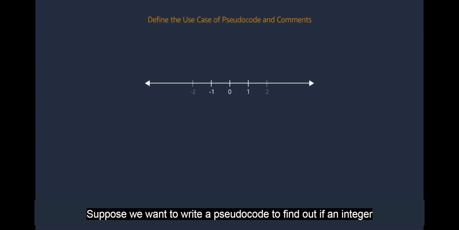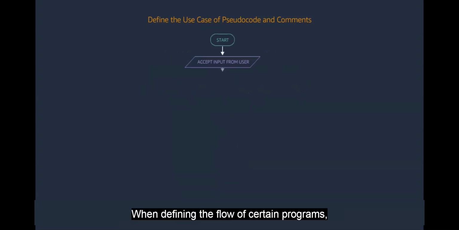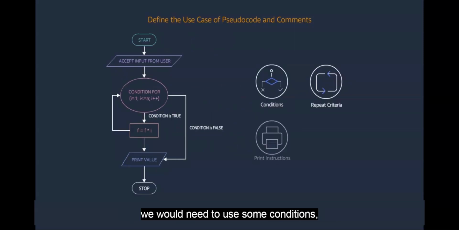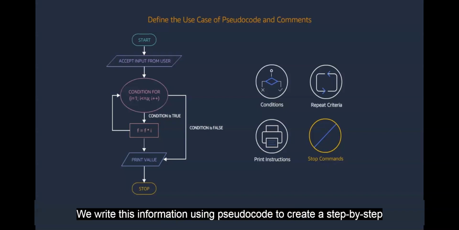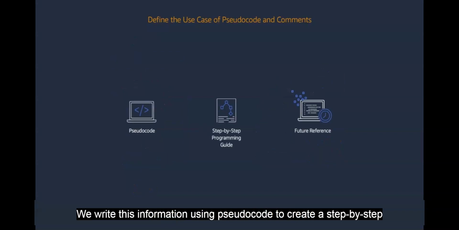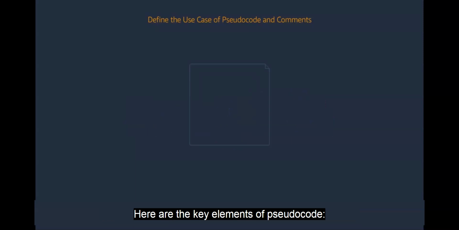Suppose we want to write a pseudocode to find out if an integer is positive or negative and then print the answer. When defining the flow of certain programs, we would need to use some conditions, repeat criteria, print instructions, stop commands, and the like. We write this information using pseudocode to create a step-by-step programming guide that can be used for future reference. Here are the key elements of pseudocode.